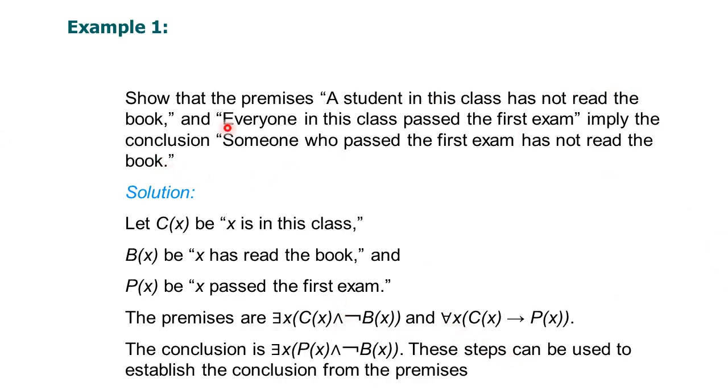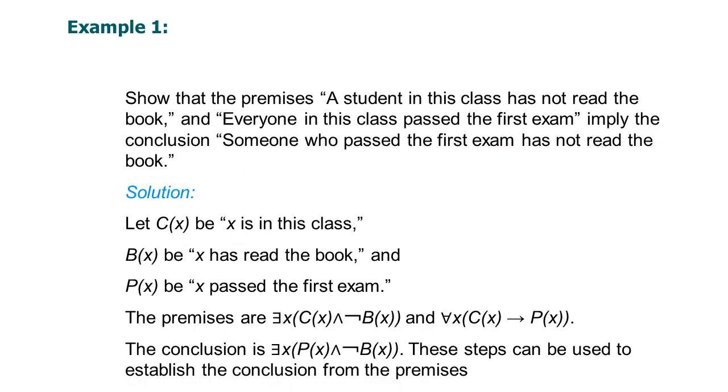And the second premise is everyone in the class passed the first exam. Now P(x) means x passed the first exam, and C(x) means x is in the class. So C(x) implies P(x). That means x is a student in the class and he passed the exam. And everyone means for all. Therefore, for all x, C(x) implies P(x). So the conclusion is there exists x such that P(x) and not B(x). That means someone who passed the first exam has not read the book.